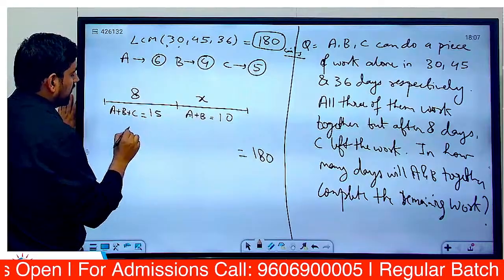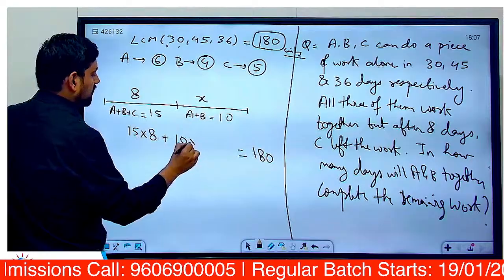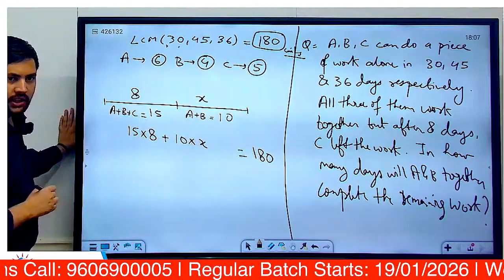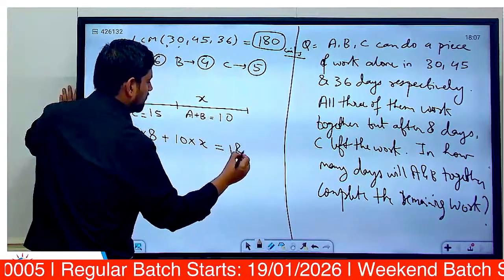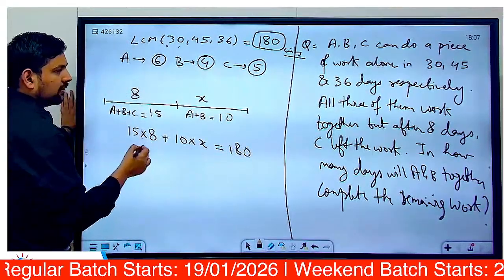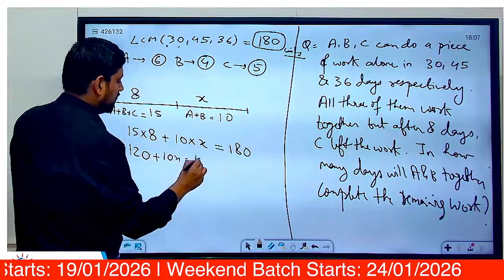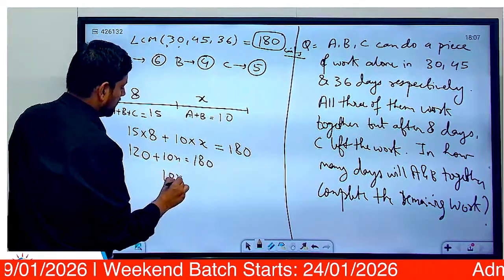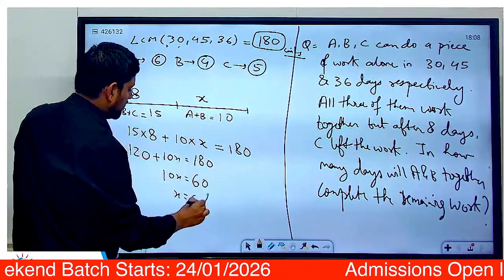So 15 into 8 plus 10 into X is equal to 180. 15 into 8 is what? 120 plus 10x is equal to 180, or 10x is equal to 180 minus 120, 60. X came out to be 6 days.